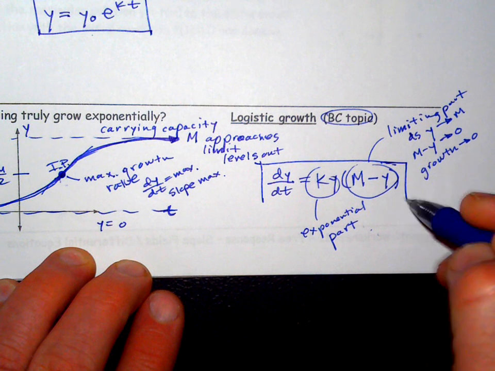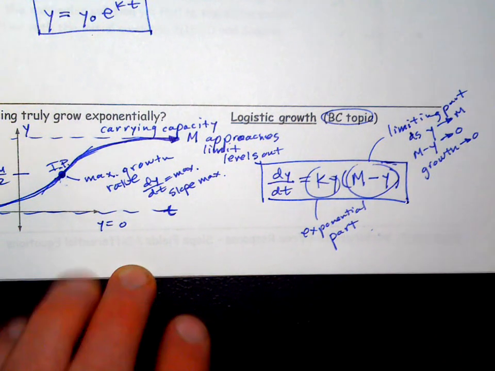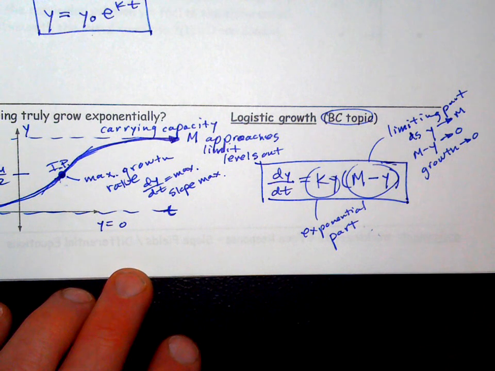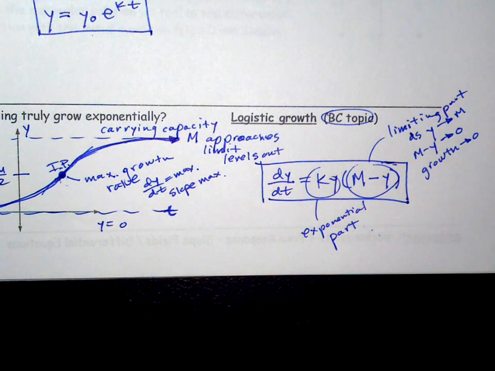Anyways, this is the differential equation for logistic growth, and we will get to it. You guys can't solve this one. It involves some integration techniques that you won't learn until next year, also. And logistic growth is on the Calc BC test. For you guys, it's just exponential.